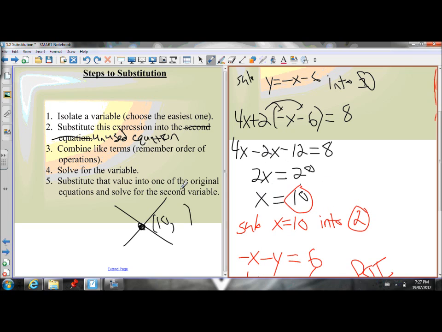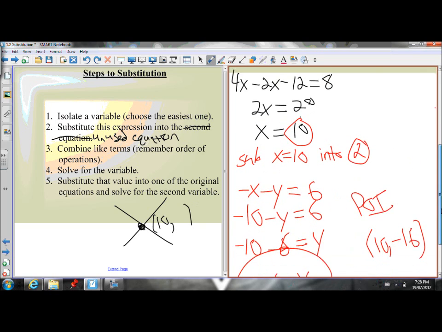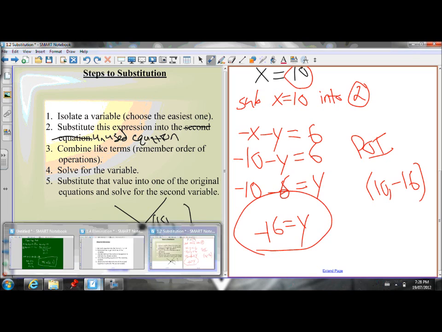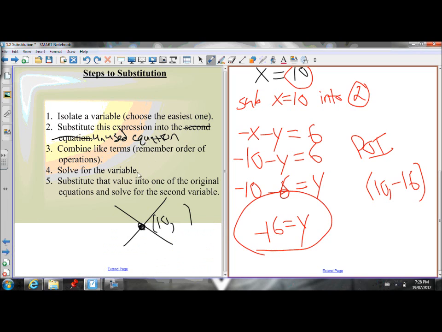I solved for x. I then substituted that value, x equals 10, into one of the original equations, either one. I chose to use the second one because it looked like it would be less work. And then I solved for that second variable. I could then write my point of intersection because I had the value of both the x and y coordinates. Okay, so that's it for substitution. You should be well prepared to use substitution to help you find points of intersection now.